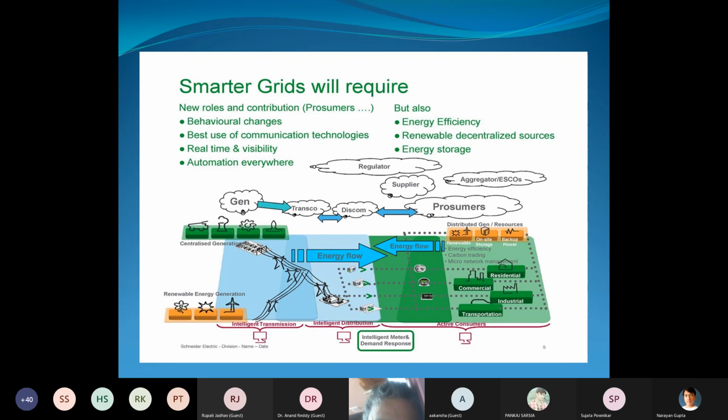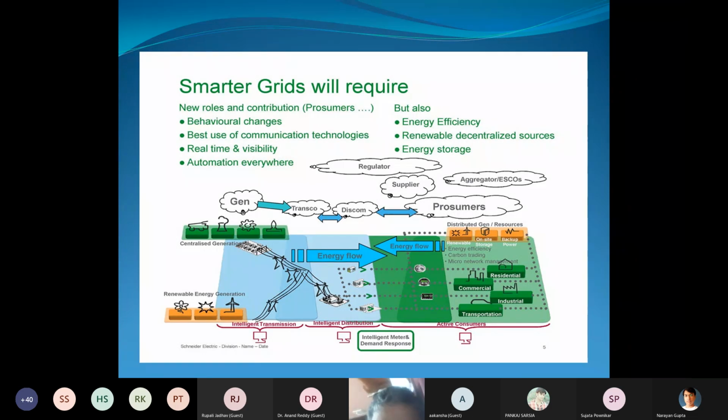This is generation, centralized generation, energy flow. This is a transmission line. It is intelligent transmission, intelligent distribution, everything intelligent now. Intelligent meter, demand response. See, demand side management, supply side management. These two managements are very important. You can do both also. Distributed generation, we talked about in the morning.